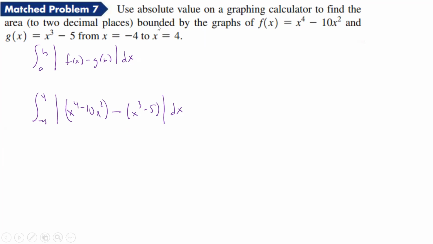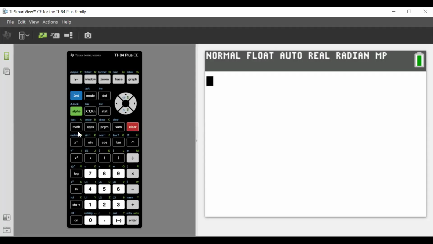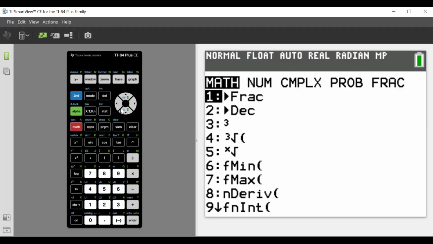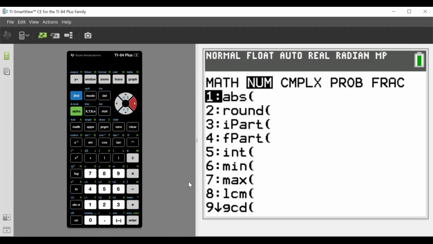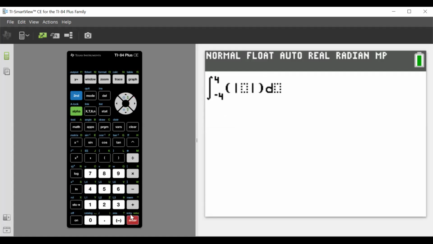So moving over to the calculator. Let's clear that out. Math, and we'll do number 9. And we said we're going from a negative 4 to a positive 4. And now we want math, and we want absolute value. So that's right here, ABS. And so now we just take what we have.